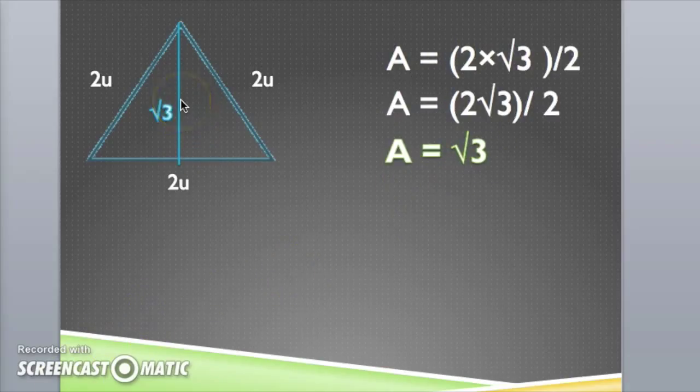Now that we know the measure of the height, we can get our area, and we get it by multiplying the base, that equals 2, by the square root of 3, and this we have to divide by 2. These 2 and these 2, since they are opposite operations, eliminate each other, and our area equals the square root of 3.